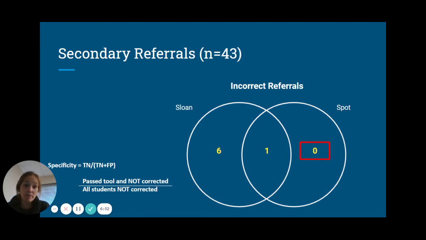The real trouble starts when we look at the specificity of the Sloan. There were no instances when a student passed the Sloan, failed the spot, and did not receive a correction. These would be the true negatives for the Sloan because they would be the instances when the Sloan correctly identified these students as not needing a correction, while the spot over-referred these students. However, there weren't any true negatives in our sample in this case, which means that the specificity of the Sloan is 0 out of 7, or 0%.